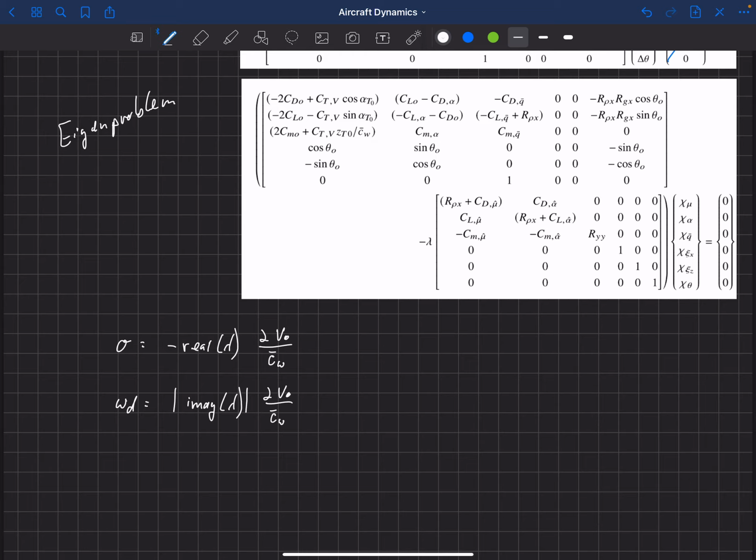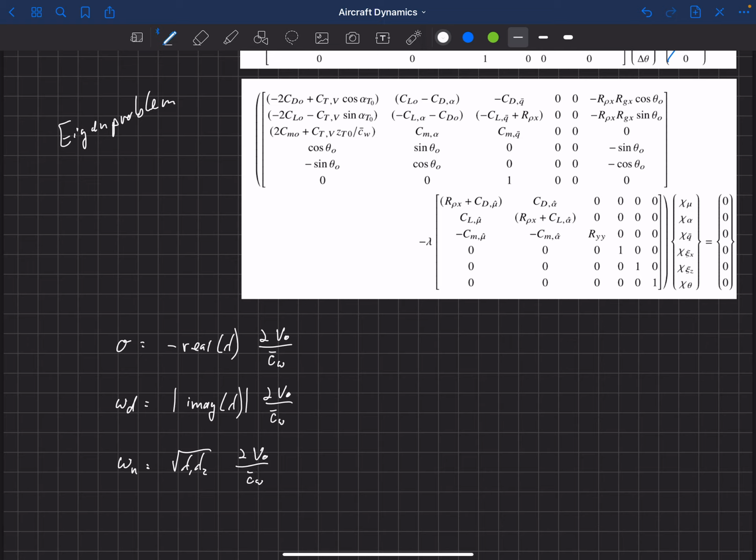And then finally, if we wanted to figure out the undamped natural frequency, omega n, that would be equal to the square root of lambda 1 times lambda 2. Of course, these lambdas are going to come out in pairs, so we'd put 2 of those together, and then we'd multiply that by 2 V naught over c bar w.